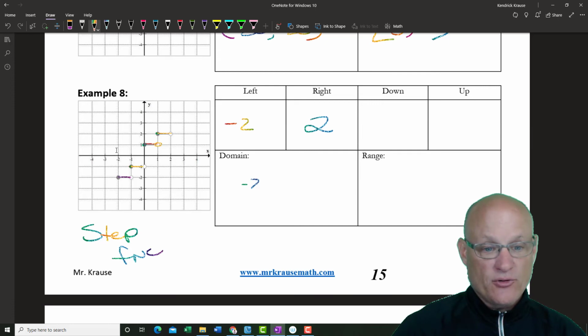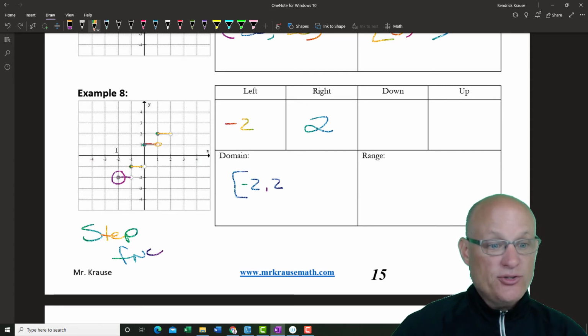So from negative 2 is the small, 2 is the big. At negative 2, I got a solid circle, so that's a bracket. At 2, I got an open circle, so that's a parenthesis.